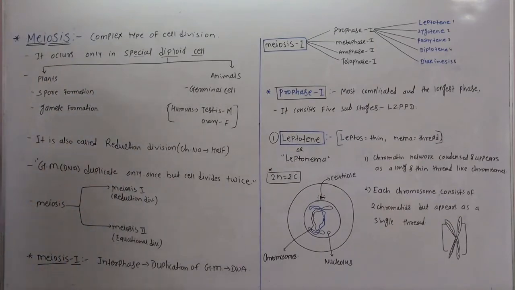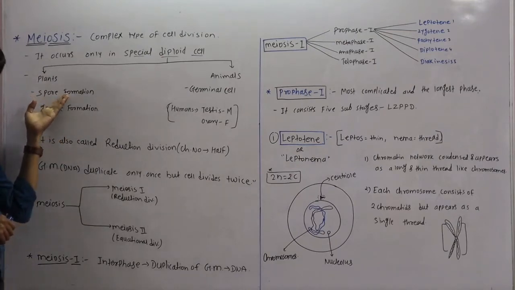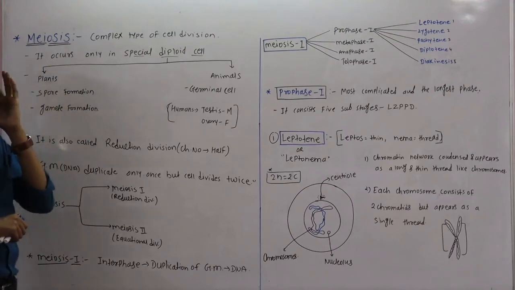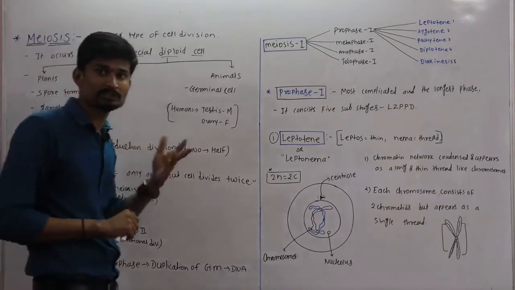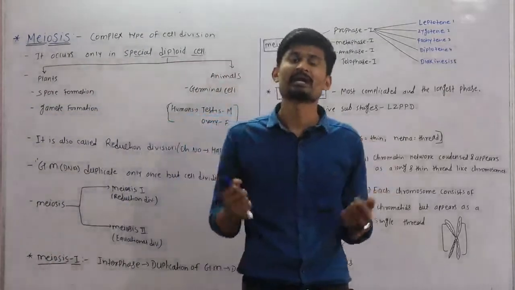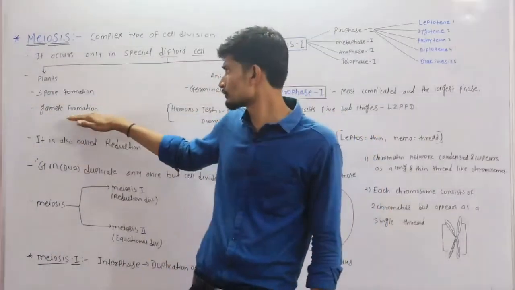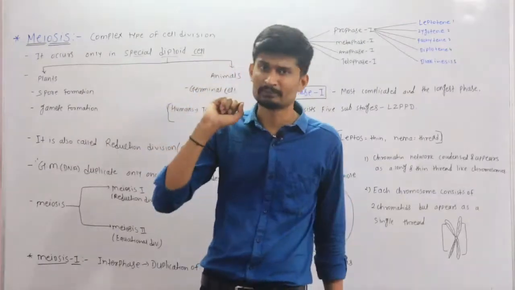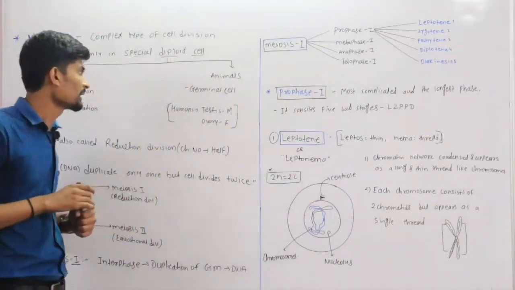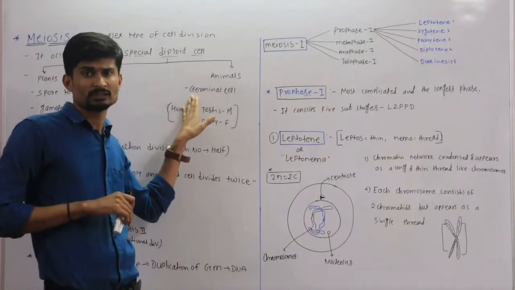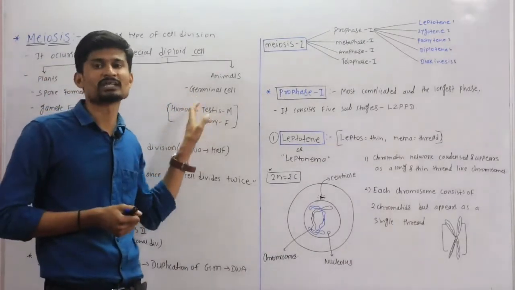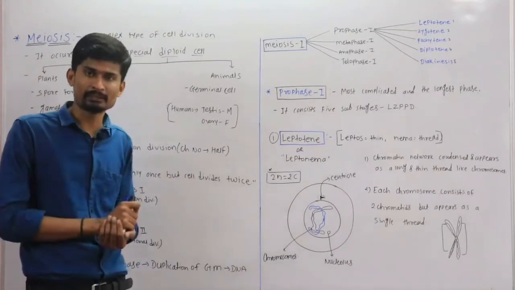Now which are the special diploid cells? In the case of plants, the special diploid cells mean spore formation. During spore formation there is meiosis. Then during gamete formation in the angiosperms, that is higher plants, there is also meiosis. And in the case of animals, in germinal cells there is meiosis. Germinal cells are those which produce the gametes.